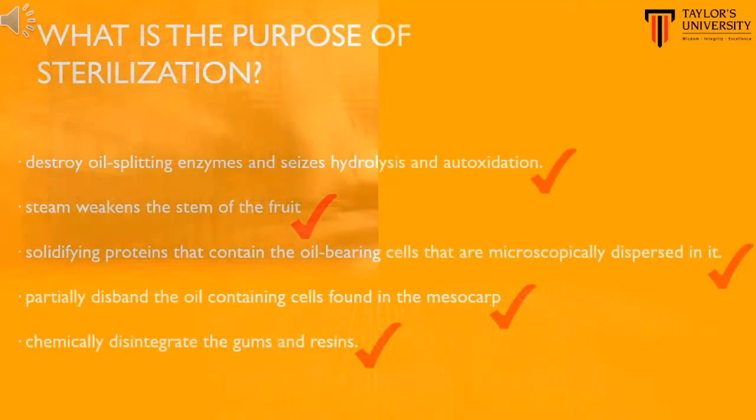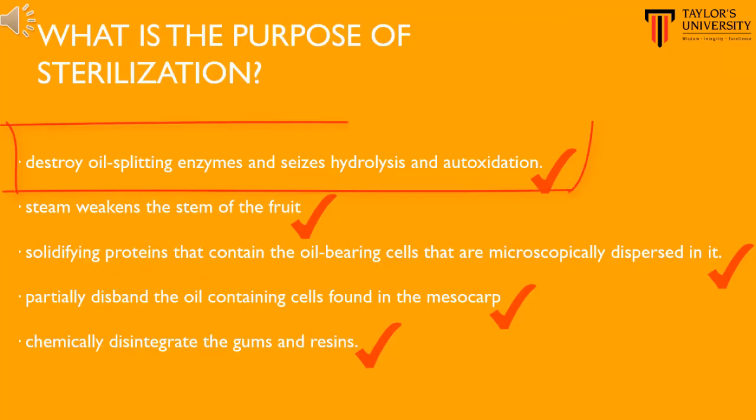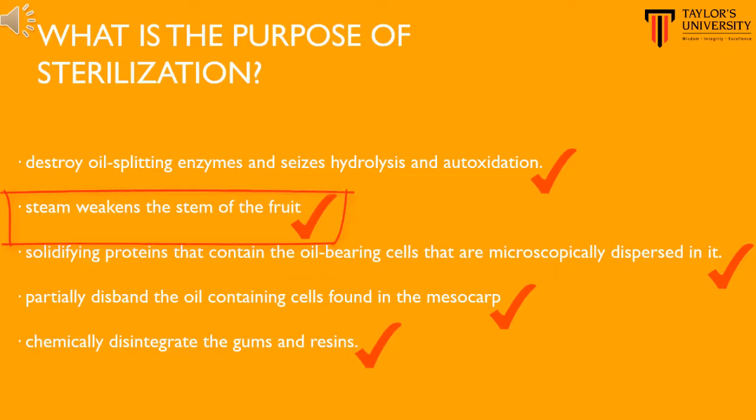So why do we sterilize? The heat treatment helps destroy oil-splitting enzymes and ceases hydrolysis and autooxidation. Besides that, the steam weakens the stem of the fruit and reduces the effort required to get the fruit from the bunch with mere tumbling and into a threshing machine or shaking.